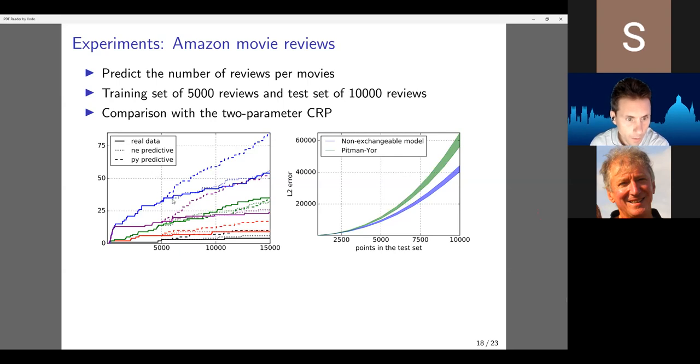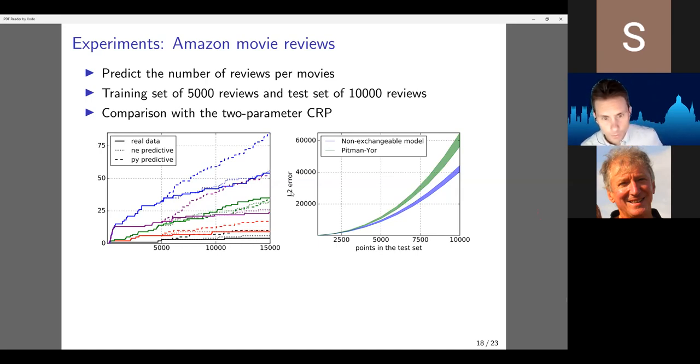On the left figure, the plain line corresponds to the data. The dotted line corresponds to the prediction using the non-exchangeable model, and the dashed line corresponds to the prediction using the Pitman-Yor. Essentially, the non-exchangeable model is learning a parameter xi larger than zero here, corresponding to a growth which is sublinear. As you can see, the Pitman-Yor predictive is going to largely overestimate the size of the different clusters, whereas the non-exchangeable model provides a better fit to the data.